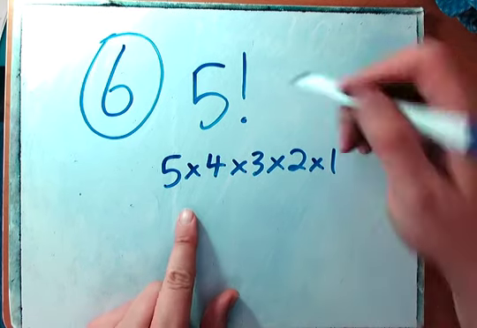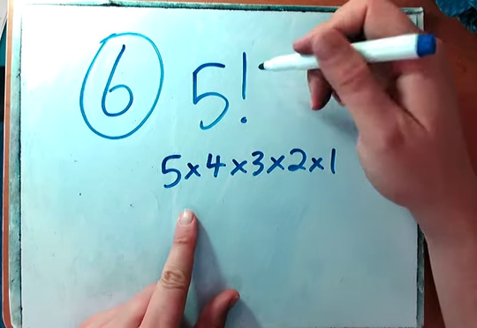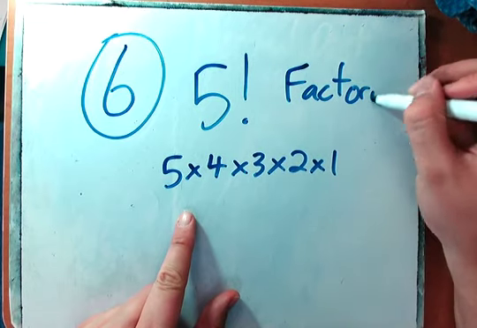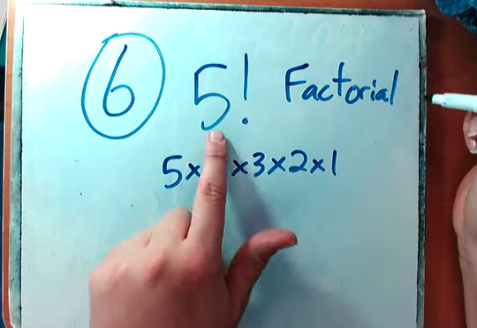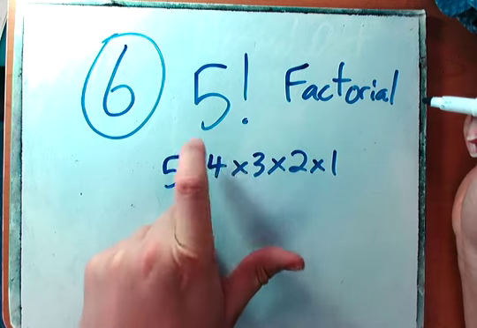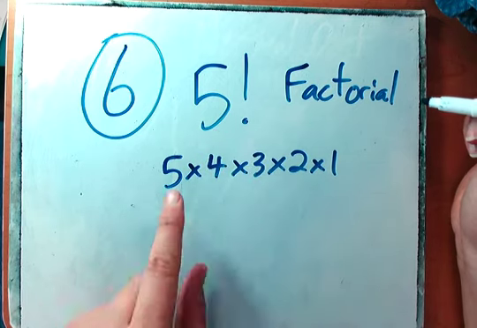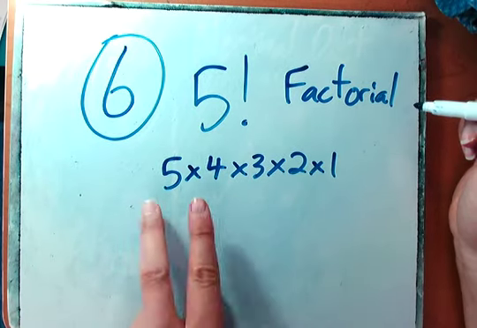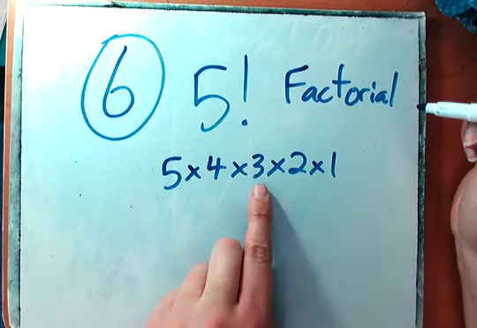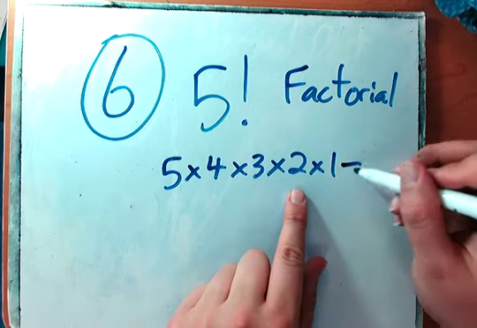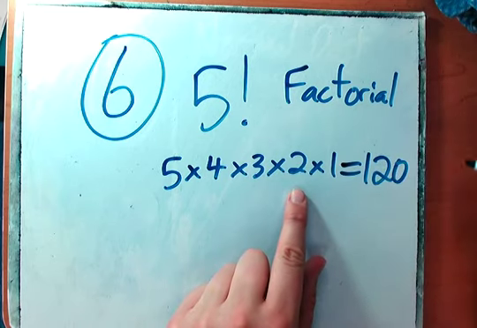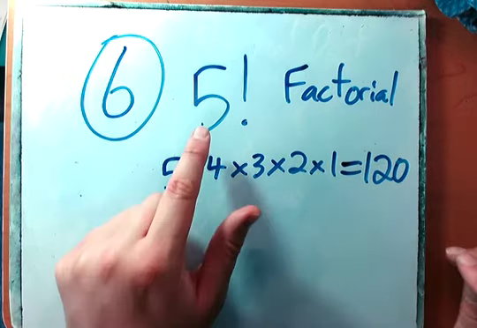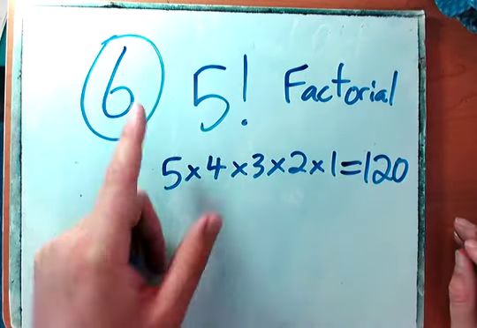So what did I do? When I see this exclamation mark, it's called factorial. So I would say 5 factorial. 5 factorial means 5 times 4 times 3 times 2 times 1. This is 20, this is 60, this is 120. The answer here is 120. You'll see quickly factorials get very large.